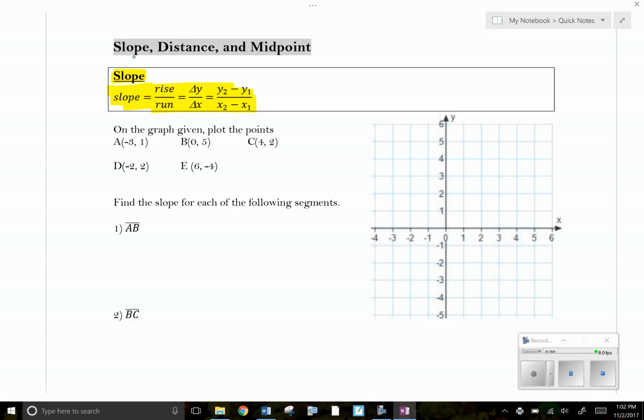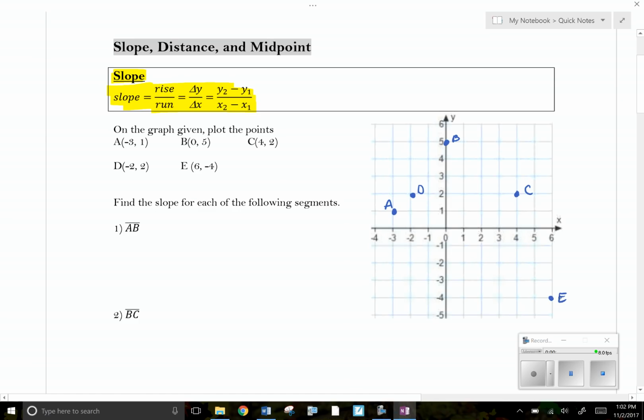So, I'm going to plot some points, and so are you. Plot these with me. A is negative 3, 1. B is 0, 5. C is 4, 2. D is negative 2, 2. And E is 6, negative 4. So there's A, B, C, D, E. Let's see. What can we do with it next?